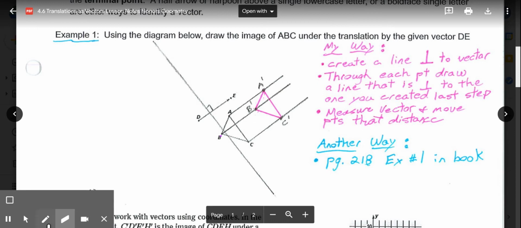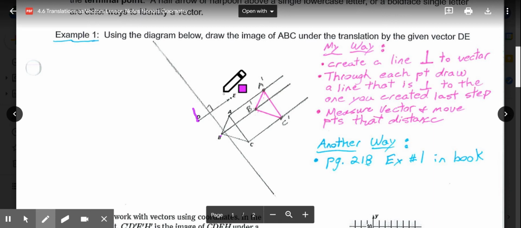All we have to do now is measure the length of this vector, so the length from D to E, and then we're going to move point A along its line that length. That'd give me A prime. Point B moves along its line the same length. Point C moves along its line the same length.